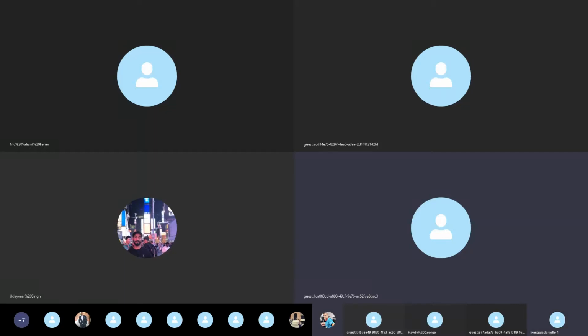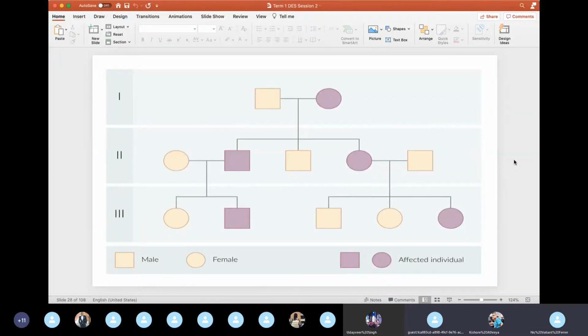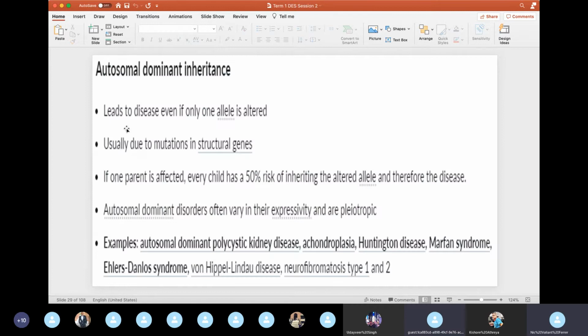It looks like a dominant, autosomal dominant. Autosomal dominant. Good job. Excellent. Do we all agree? Yeah. So the parents are affected, right? The parents are affected. Yep. So it is autosomal dominant.